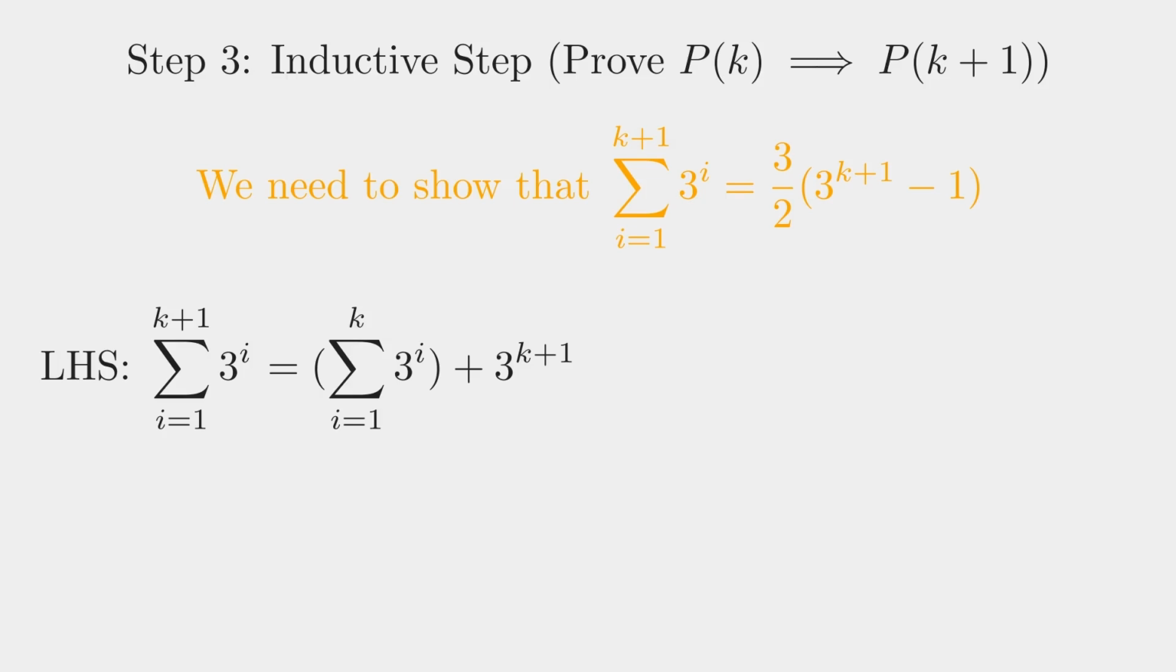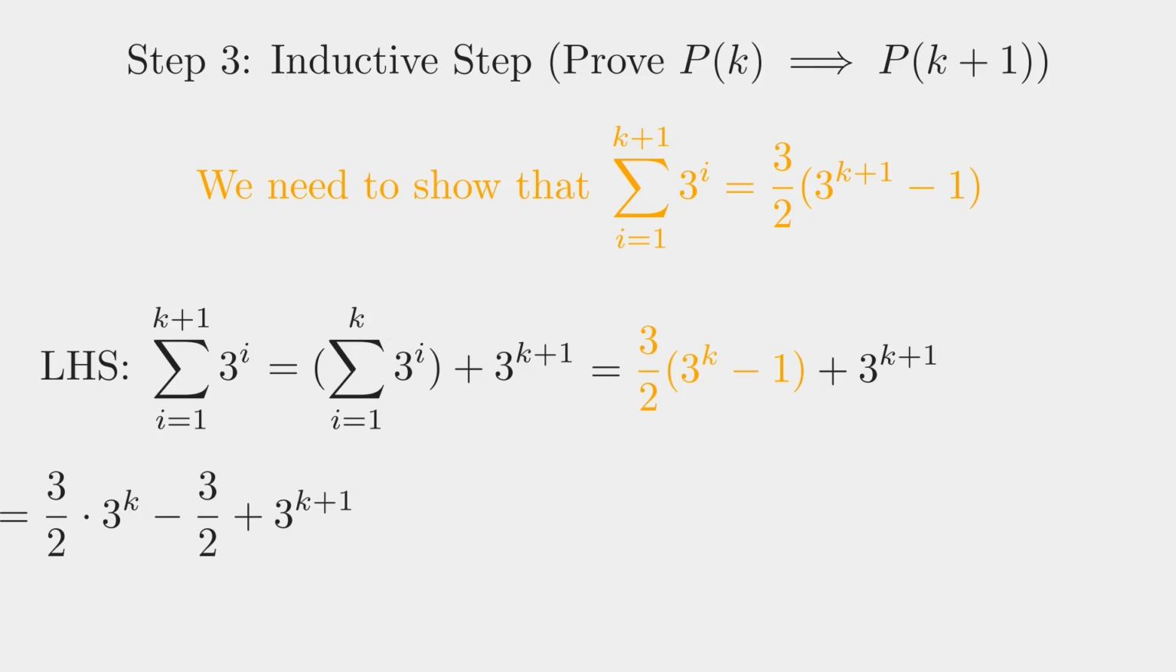Now here's where our inductive hypothesis comes in. We know that the summation from i equals 1 to k of 3 to the power of i is equal to 3 over 2 into 3 to the power of k minus 1. So we substitute that into the expression. This will give us 3 over 2 into 3 to the power of k minus 1 plus 3 to the power of k+1. Let's do some algebraic manipulation now to get it into the form of P(k+1). Expand the first term: 3 over 2 times 3 to the power of k, minus 3 over 2, plus 3 to the power of k+1.